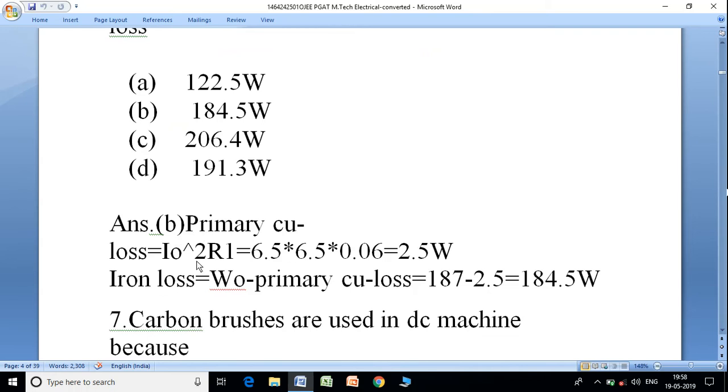The primary copper loss is equal to I naught square R1, that is, the square of the no load current, 6.5 into 6.5 into the resistance of primary, that is 2.5 watt. Iron loss is equal to no load power minus primary copper loss. So no load power already given, 187 minus 2.5, that is 184.5 watt. Therefore, the answer B is the correct answer.